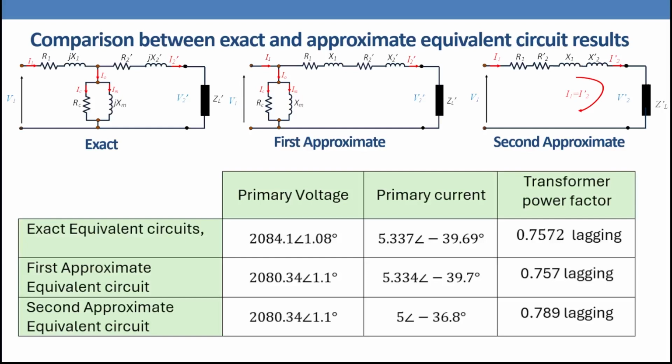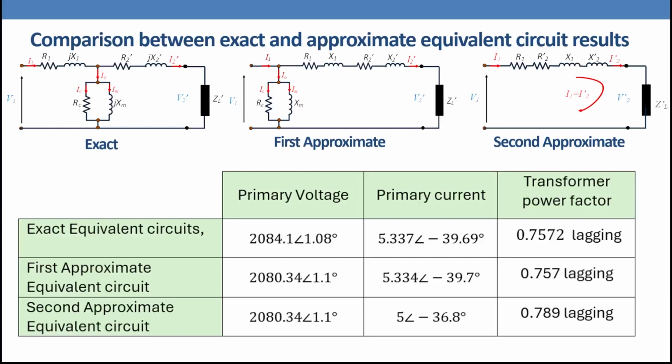When the magnetizing branch is completely neglected, the circuit becomes even simpler, and the results are still reasonable, although we can now see a small difference in the primary current and power factor. Look here: for the first approximate equivalent circuit, we have the current 5.334 ampere, while in the second approximate equivalent circuit we have the secondary current, which is 5 ampere. And the power factor here is 0.757 lagging, while in the second approximate equivalent circuit it is 0.789 lagging. Even so, for many practical calculations, this level of accuracy is often sufficient.